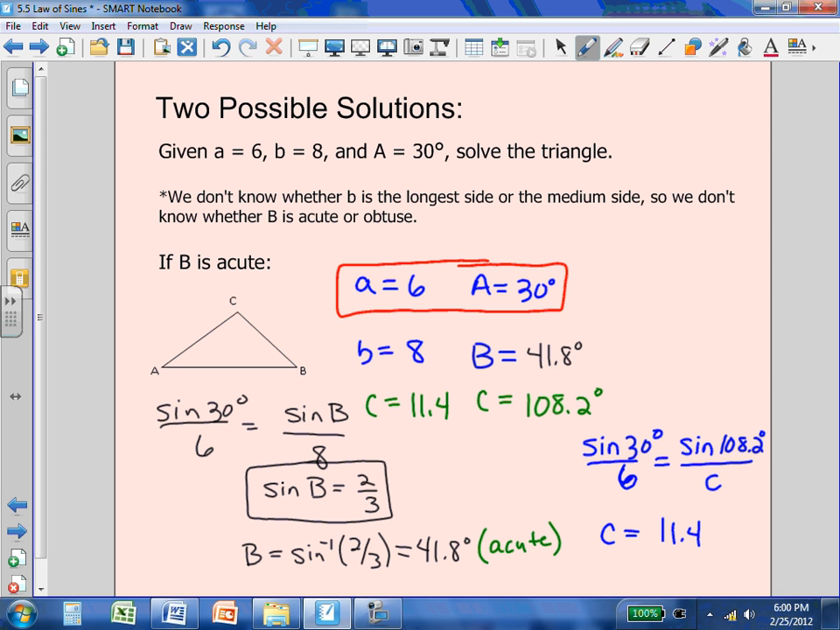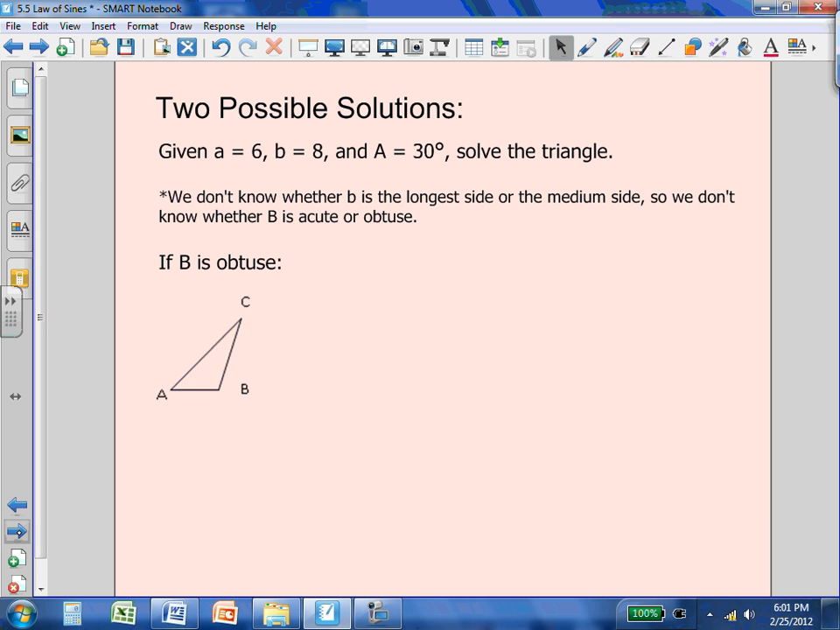Double check. 30, 41.8, 108.2, everything's in order. 6, 8, 11.4 looks good too. Okay, so that's what happens if we just go the normal route, and that's what you're likely to come up with. If you're not paying full attention, you'll get that, but not this next one. Okay, notice how the picture is just a little bit different, but it's going to be labeled exactly the same way.